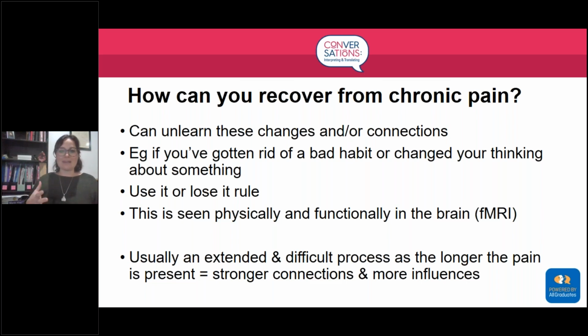So you start creating new pathways and you're not using the old ones anymore because you don't have that habit, or you're not thinking about it in that way. All of those nerve pathways, because you're not using them, they diminish and they can actually become completely gone. So that's why we call it the use it or lose it rule. And we see this both physically in the actual physical pathways and also functionally.